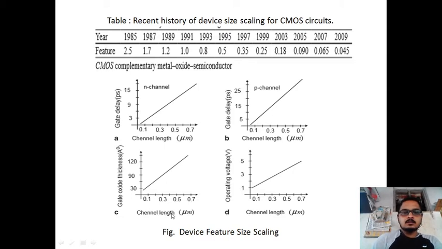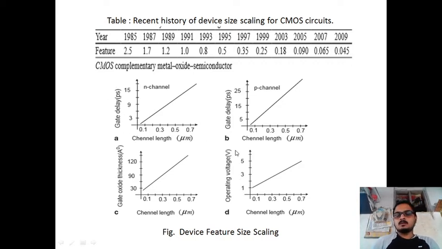Then see this figure C: the channel length decreases, the gate oxide thickness decreases. Means the gate oxide thickness is also scaled when the channel length is scaled. When the device size is scaled, the gate oxide thickness is also scaled. Then see here, when the channel length or device size is scaled, the operating voltage is also scaled. This is the dependency. These parameters are dependent on the channel length. Means when we scale the channel length, when you scale the device feature size, these parameters are also affected.